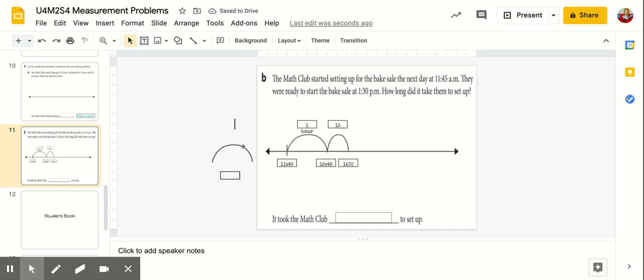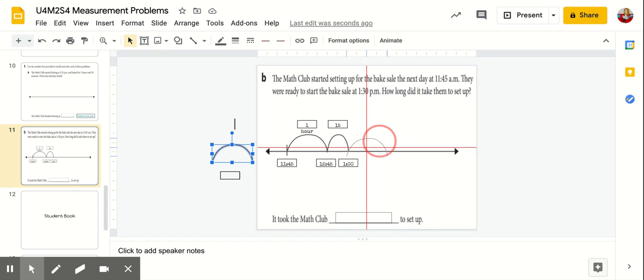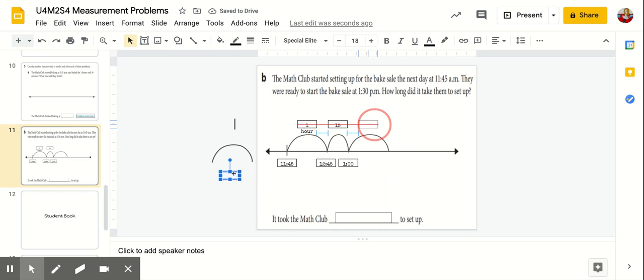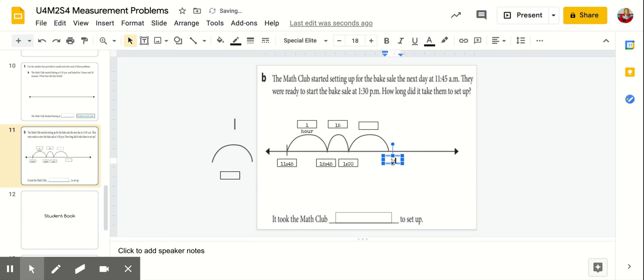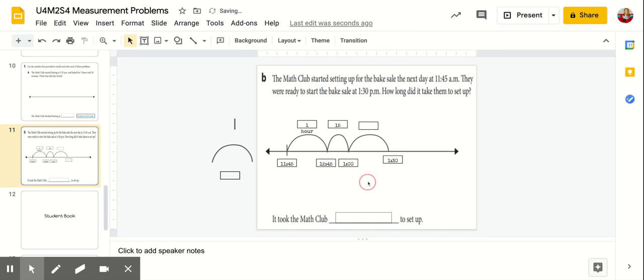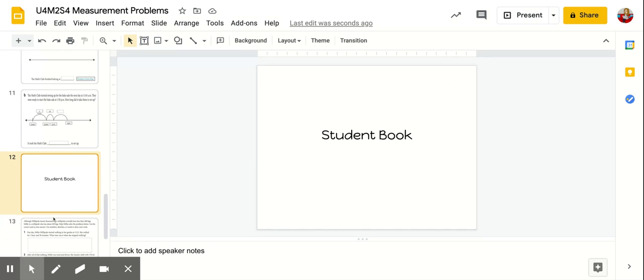So what do you add? How many more minutes to get to 1:30? 1 hour plus 15 minutes plus, I don't know. Guess you'll figure it out.